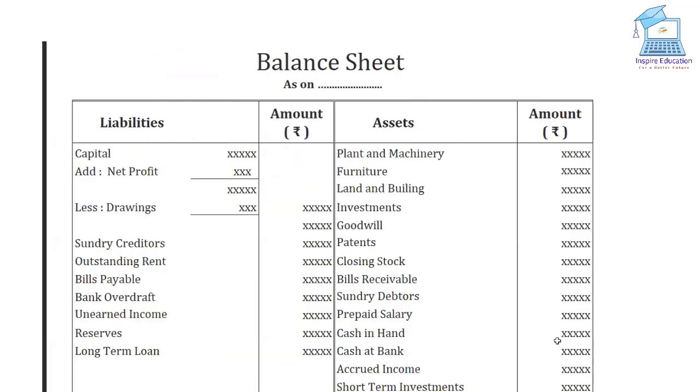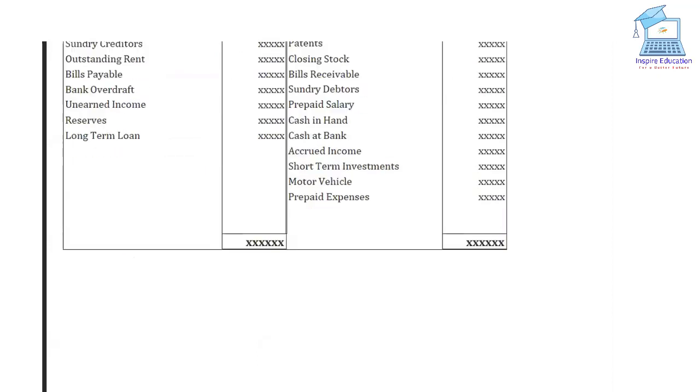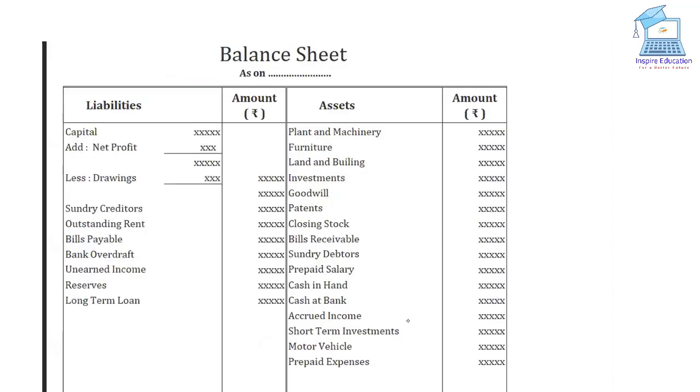This is the pro forma of a balance sheet. See, a balance sheet looks like this. A balance sheet as on a particular date will be there. First item is capital, then we will add the net profit. If there is profit, you will add. If there is loss, then you will write less net loss. And then less drawings.